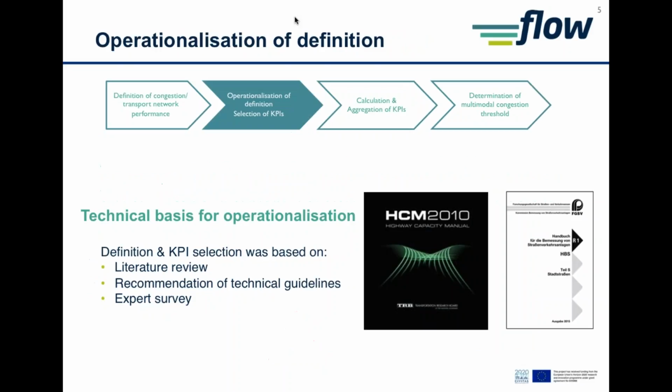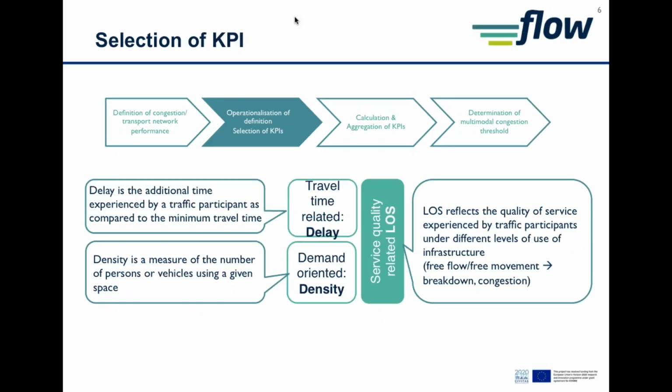Second step is this operationalization with key performance indicators, and those indicators do not fall from the blue sky. We have used technical guidelines, so you can see here the cover of this slide. You can see the cover of the American Highway Capacity Manual and the German Highway Capacity Manual. So those indicators are endorsed within these guidelines as well. And again, they are delay, density, and level of service as a derived indicator from delay or density.